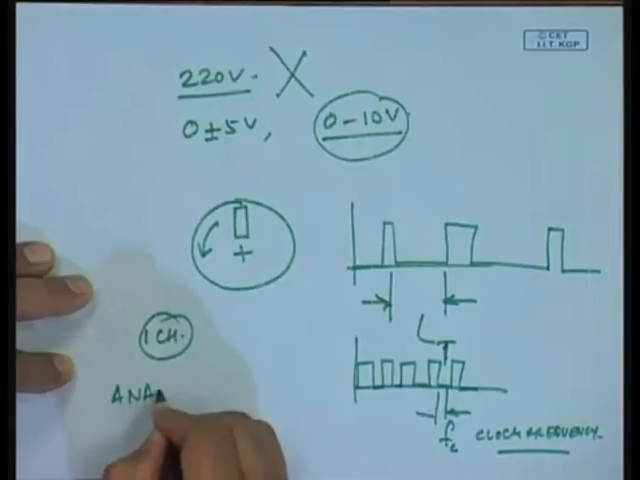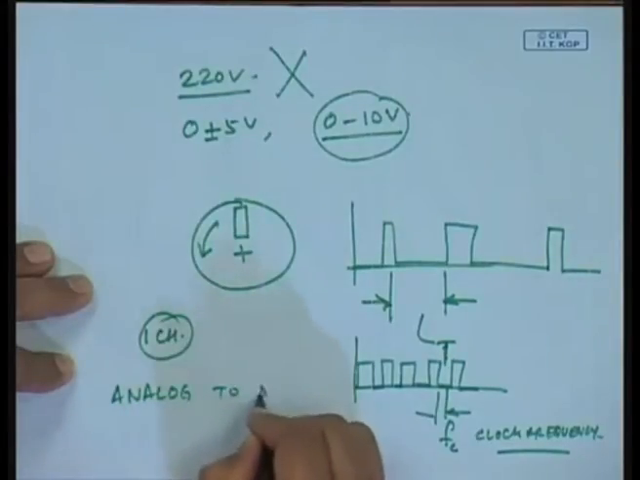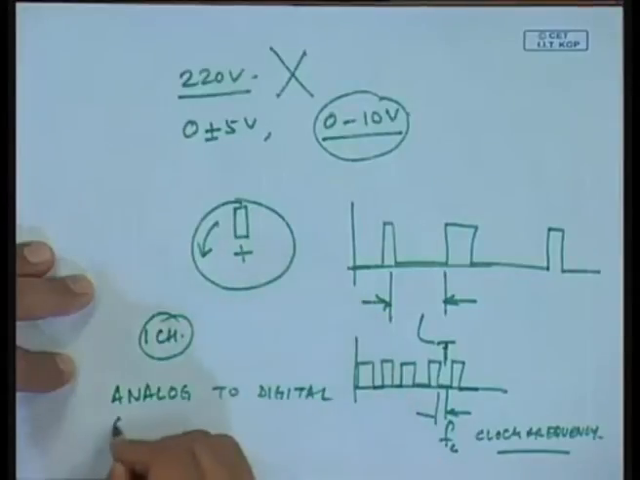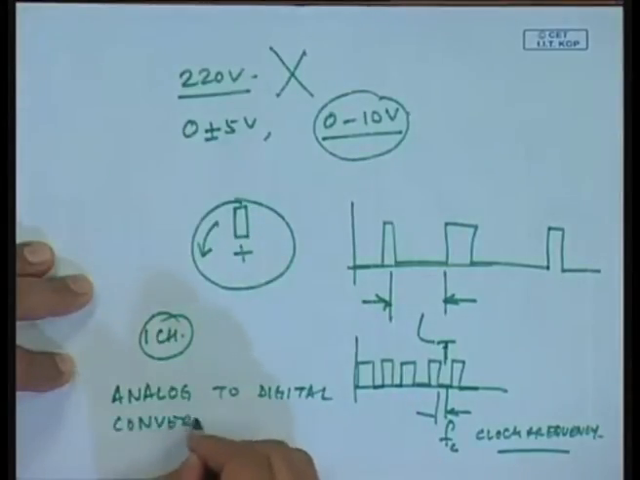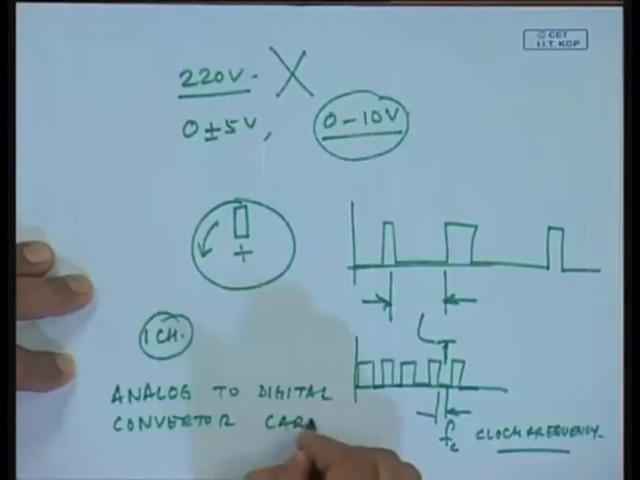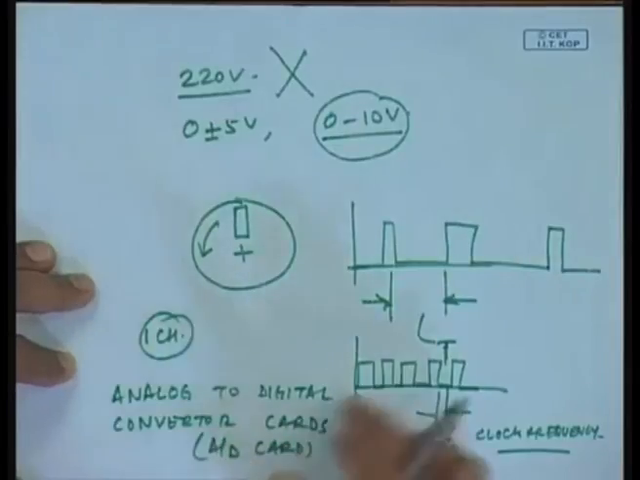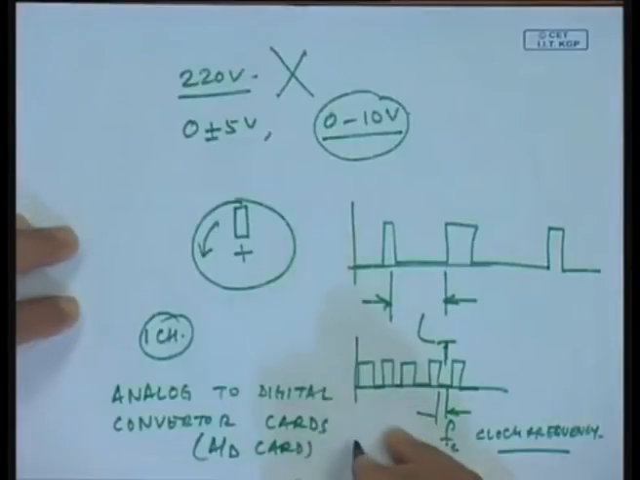Nowadays, these A to D devices come as what is known as analog to digital converter cards, or we call them A to D cards, and they look very similar to the cards in your PC, like your multimedia card or the Ethernet card. Okay. So, this card actually plugs into the bus of the computer.